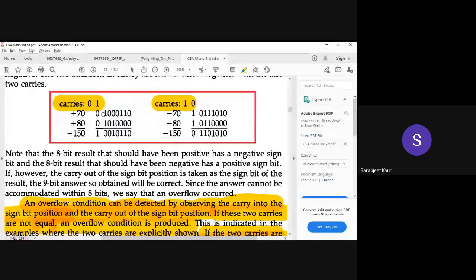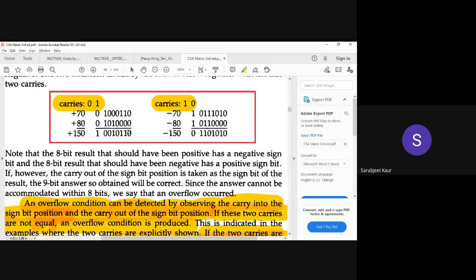For example, you can see here 1 plus 1 is 0, and the carry is 1 here. And when I add this, I get 1 and 0 carry to the next. So when I compare these last two carries, they are not the same. Similarly, here again, they are not the same. So in both the cases there is an overflow. Overflow simply means that the number of bits that can be stored in a particular register is exceeded.